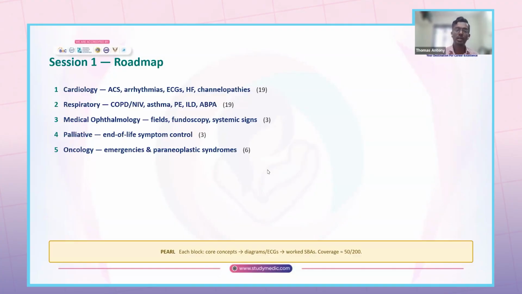And we have medical ophthalmology, which is important because even though it is 3 marks along with palliative, those 3 questions itself could decide the result. Most students pass or fail by marginal marks, so these smaller questions will help you in that way. Oncology, we'll be discussing emergencies and paraneoplastic syndromes.